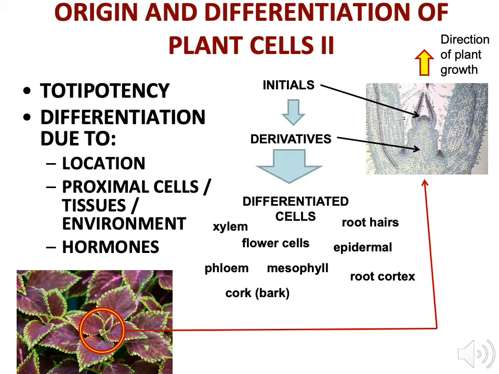Now, what's really nice about this flow chart next to this set of bullet points here is it shows me the initials that are dividing, the derivatives that are produced, and the further back you go down from the stem tip, or the further back you come from the tip of the root, those derivatives are going to start differentiating. They're going to become mature cell types. And that's what contributes to the overall growth of the plant.